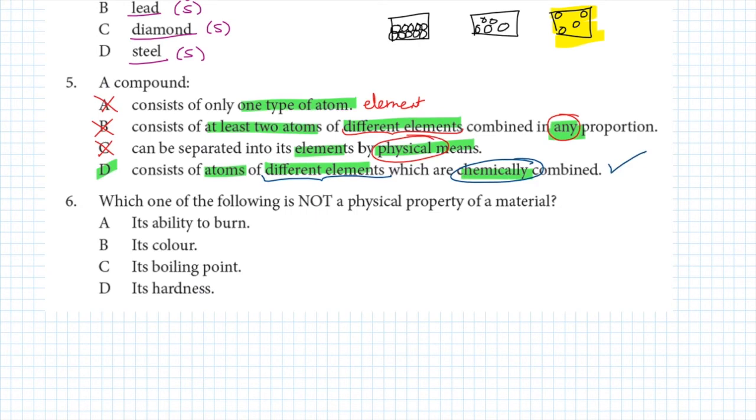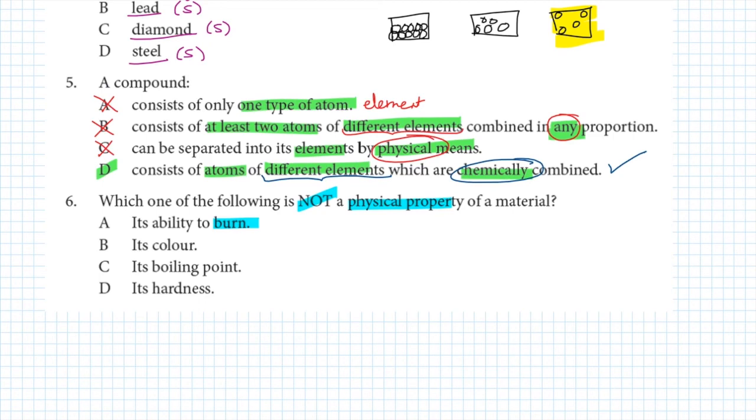Now we go on to the last question in this video, which says, which one of the following is not a physical property of a material? Is it A, its ability to burn, B, its color, C, its boiling point, or D, its hardness?